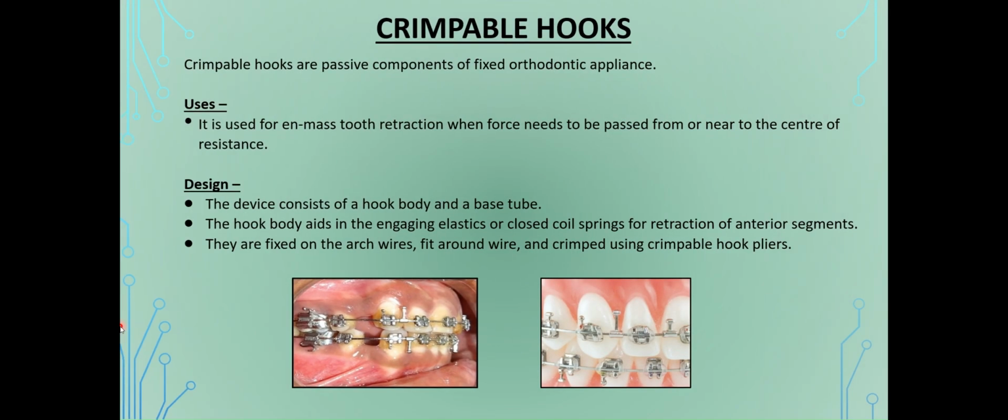We'll now discuss crimpable hooks. Crimpable hooks are passive components of fixed orthodontic appliances. It is used for en masse tooth retraction when force needs to be passed from or near the center of resistance. Now the design: it consists of a hook body and a base tube. The hook body aids in engaging elastics or closed coil springs for retraction of anterior segments. They are fixed on arch wires and crimped using crimpable hook pliers.